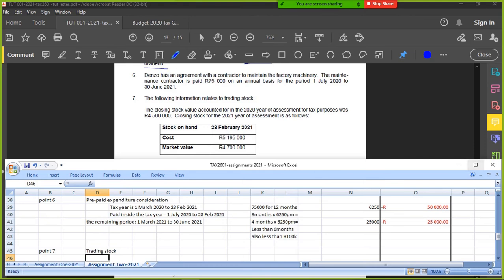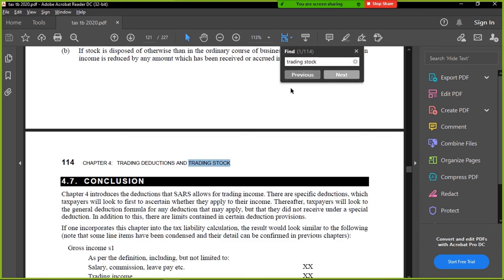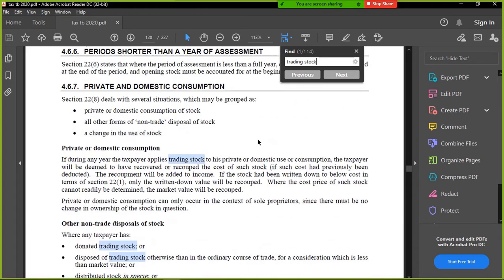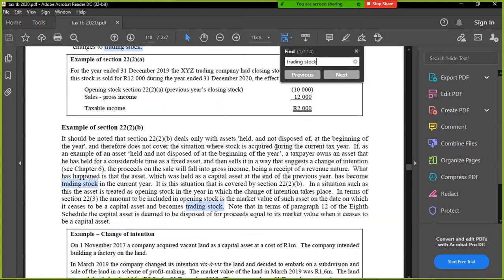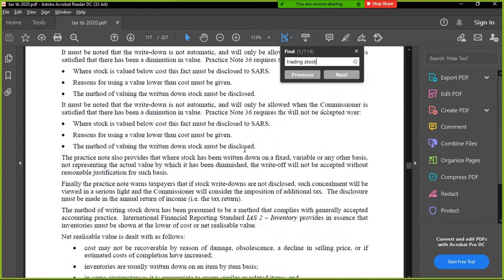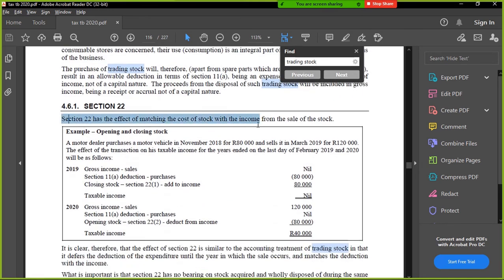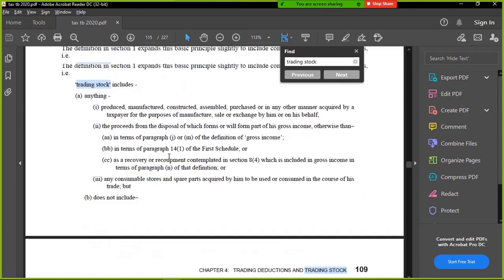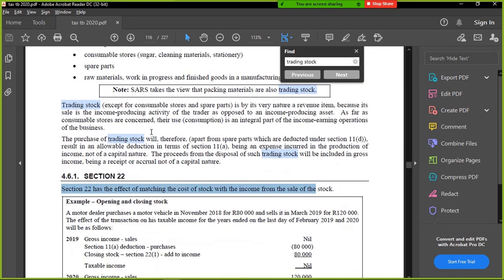Okay, just a note. Let me go to your textbook. When you're looking at trading stock, you have to use the lower of cost and net realizable value. Let me show you that. Opening stock and closing stock. Section 22 looks at cost of stock, trading stock. Here's trading stock. They define what it is.